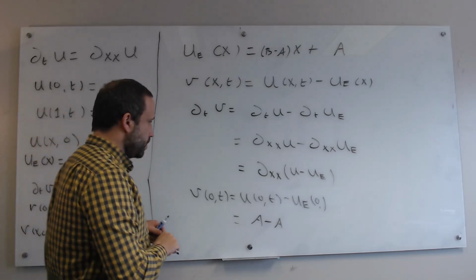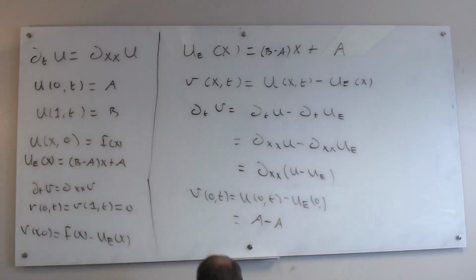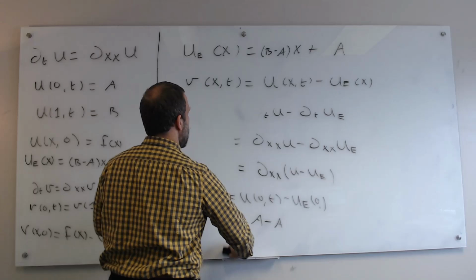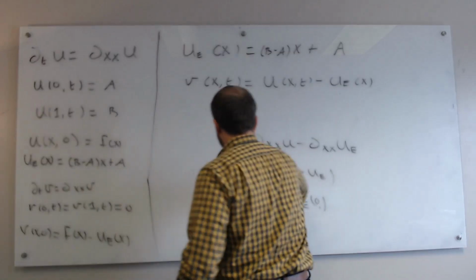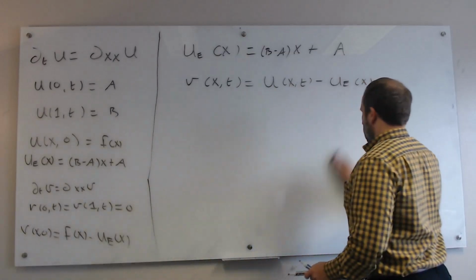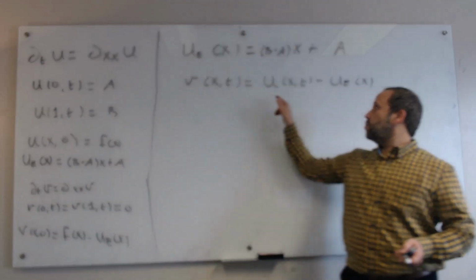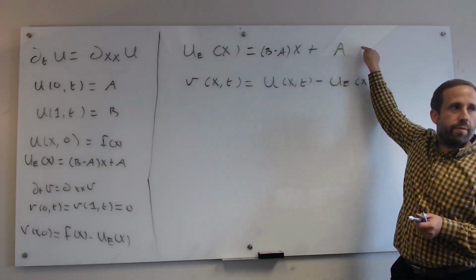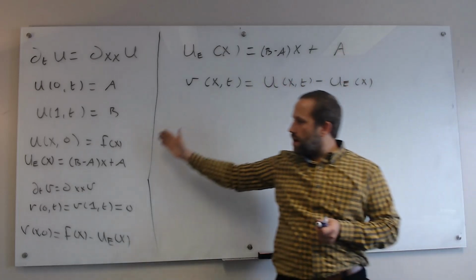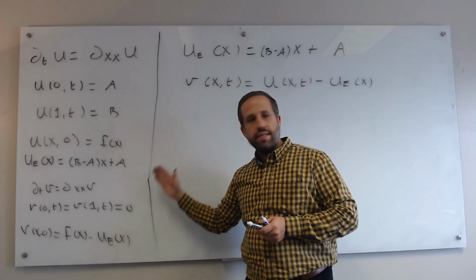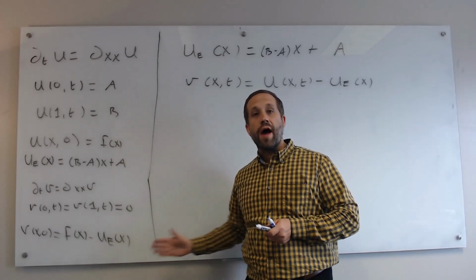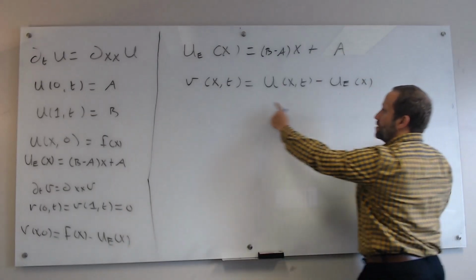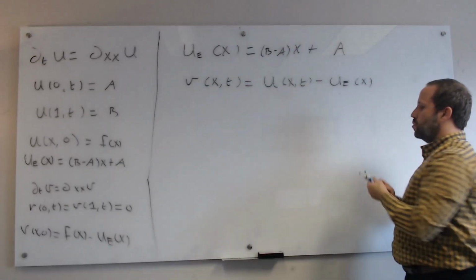Okay, so what's the point of doing all of this? Well, we know that v of x,t, oh, sorry. Where is this? We know that v of x,t is equal to u minus ue. Now we know what ue is. We have the formula up here for it. The equation that v satisfies is now a homogeneous equation, so we know how to solve that. In principle, we know how to solve for v. And so u is just going to be equal to v plus ue.